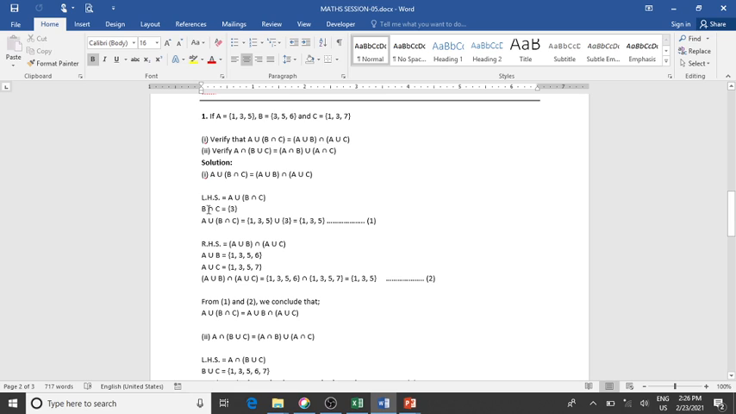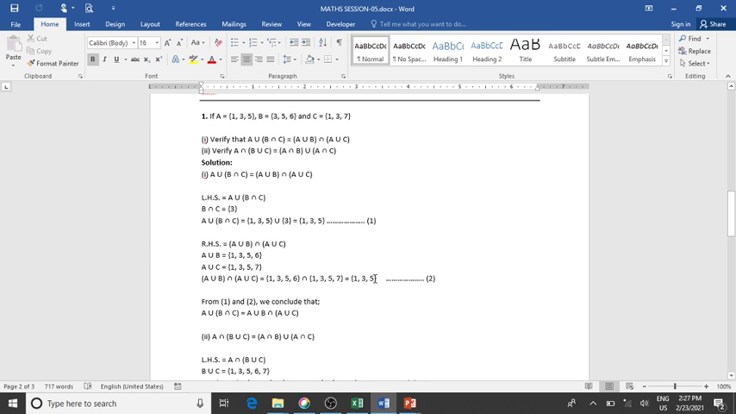Next, we have to union this with our set A. Then {1, 3, 5} and {3}, therefore it gives {1, 3, 5}. This is the resultant set of the LHS operation. Next, if we perform the RHS operation, first we have to find A union B, that is the elements belonging to A or B, which is {1, 3, 5, 6}. Next, A union C is {1, 3, 5, 7}. If we take the intersection of these two, the common elements are 1, 3 and 5.